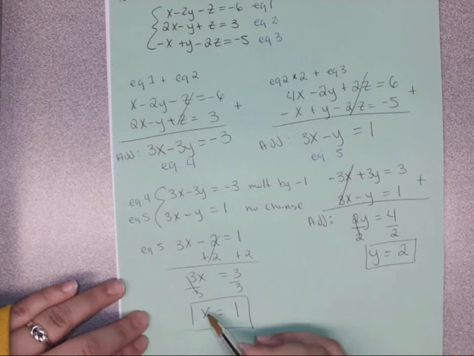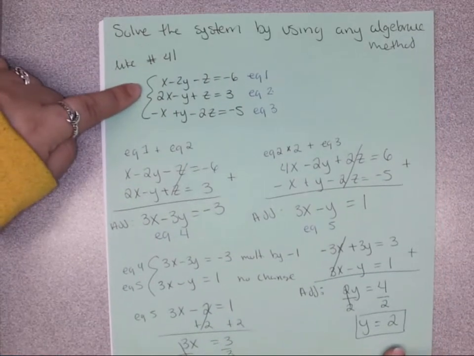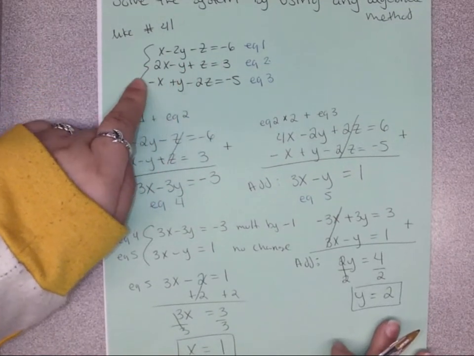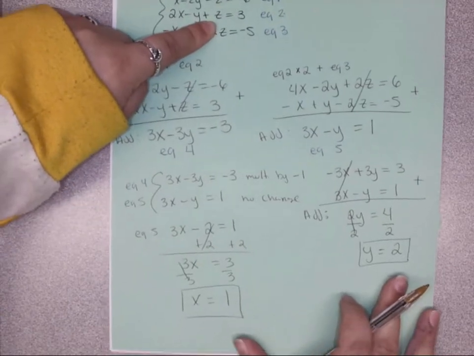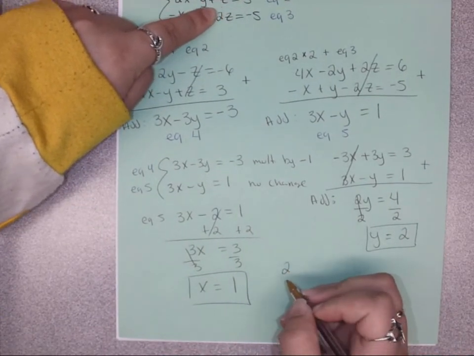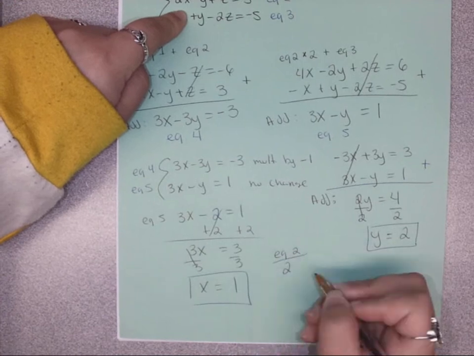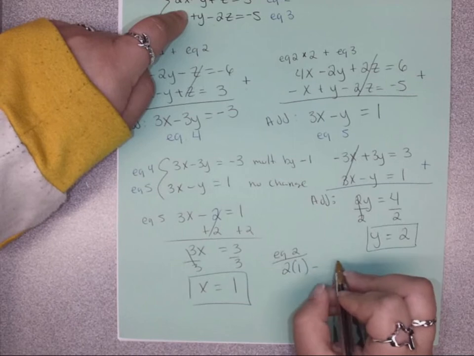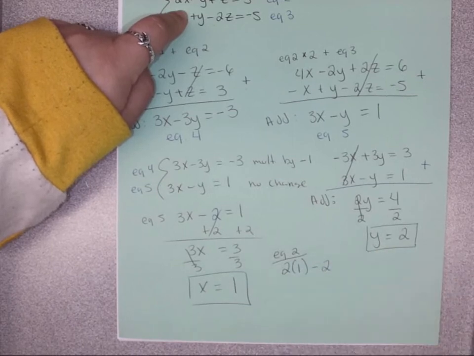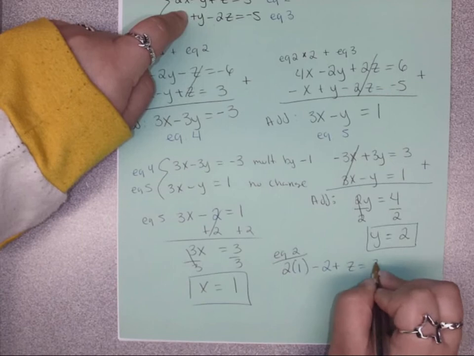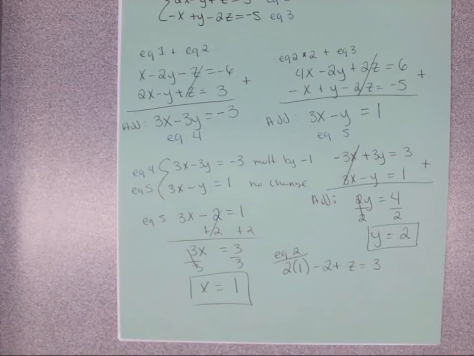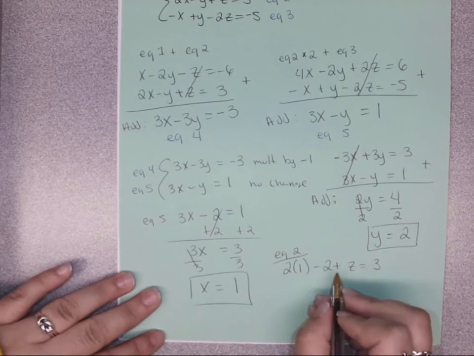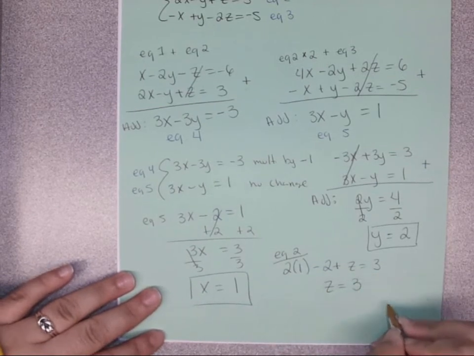Now that we solved for x and y, you go back to the original system of equations to be able to solve for z. I'm going to go ahead and pick equation 2 because there's already a positive z here. So 2, we found x to be 1, minus y, we found y to be 2, plus z equals 3. And now I'm able to solve for the third variable. So I end up with 2 times 1 is 2, minus 2 is 0, so I get z equals 3.